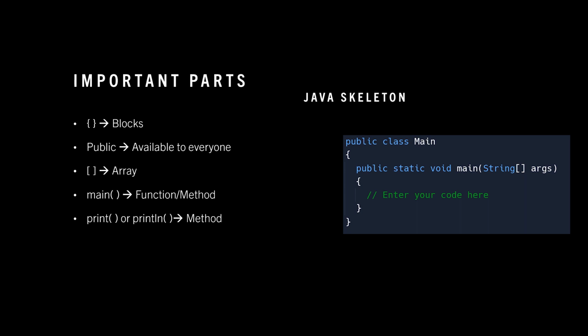Then we have print and println, and these are actually also methods. You'll see that everything in Java is actually a method, and things like this are very important because we need to have methods to actually run specific amounts of code that we have.